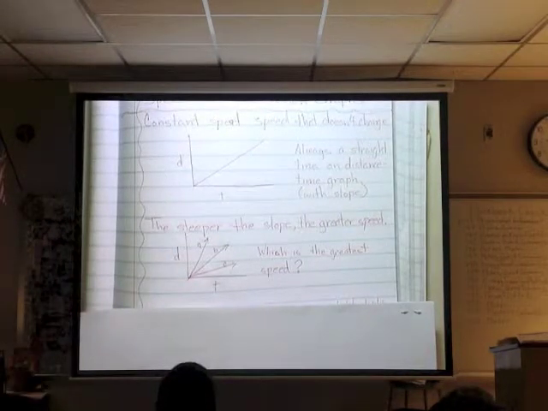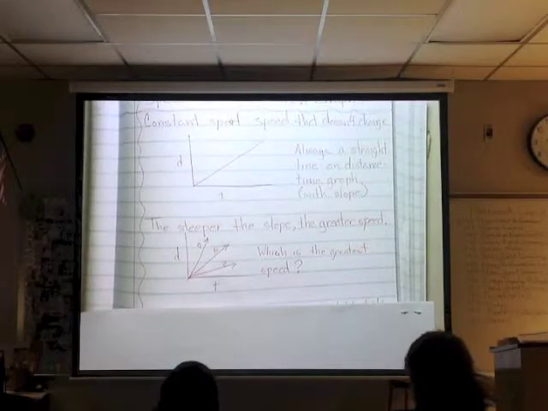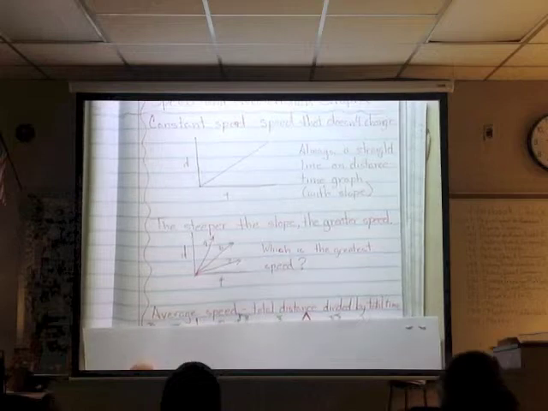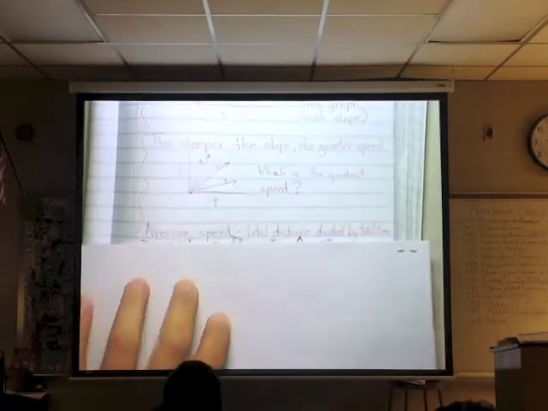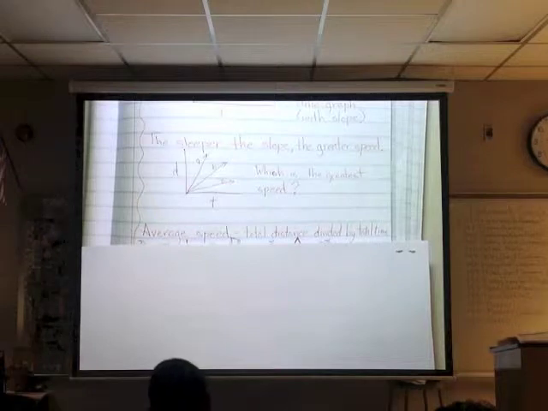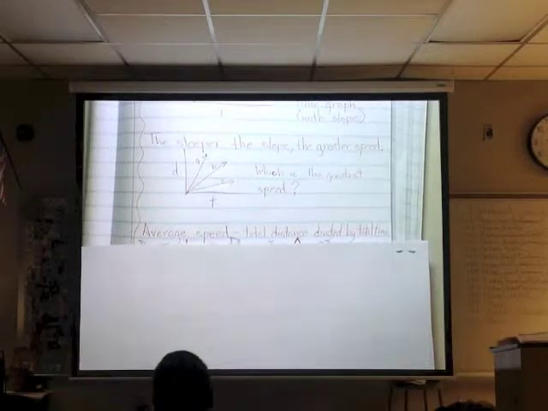So once again, which one is the greatest speed on this one? A. Okay. Now, obviously, since we don't go at constant speed all the time, when we look at speed, we look at average speed.